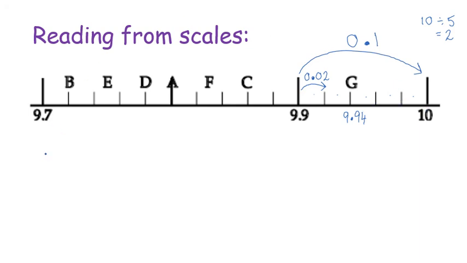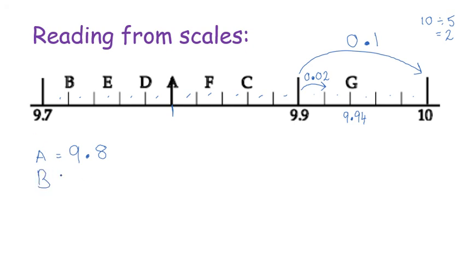Now let's go back to the beginning, the first letter. Let's look at A. Now A seems to be right in the middle of 9.7 and 9.9. Let's just double check that. 1, 2, 3, 4, 5 gaps there in the scale, and 1, 2, 3, 4, 5 again. Yes. So what number is in between 9.7 and 9.9? Yes, you're right. 9.8. Okay.